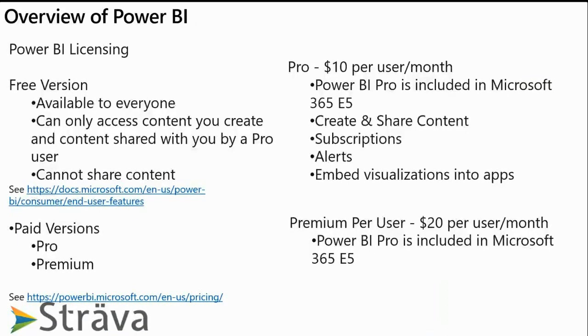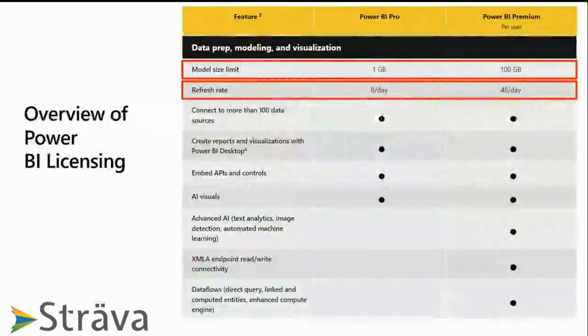There's also a Premium version at $20 per user per month, and we're going to go a little bit into the difference between the two paid versions. So this really is just to give you an idea of the free versus Pro or Premium. So talking about the two paid versions of licensing, we have the Pro and we've got the Premium, so $10, $20.